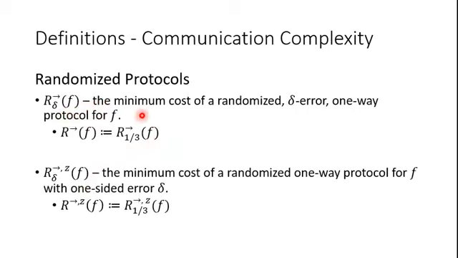We also have a similar notation for the minimum cost of a randomized delta error one-way protocol for F. We have this arrow showing us that this is a one-way protocol. Once again, when we drop the delta, it is written this way. And then we also have the minimum cost of a randomized one-way protocol for F with one-sided error delta, so we can see the two together. We have the one-way protocol, and we have the one-sided as well. And once again, when we want to drop the delta and use a third, we will simply write it this way.